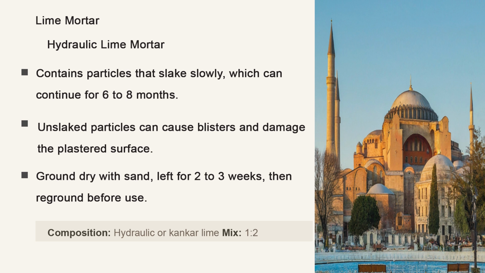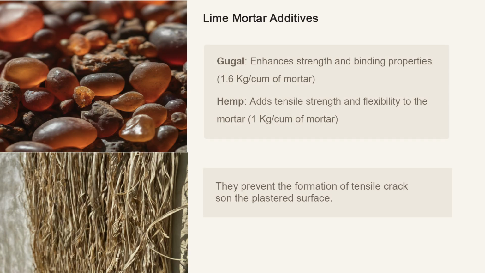A few things you have to remember while using hydraulic lime for plastering: it should be ground dry with sand. Then it is left for 2 or 3 weeks and reground before use, and the mix proportion we usually consider here is 1:2, that is the ratio of lime to sand. We can also improve the binding properties of lime mortar by adding certain materials. For example, adding guggul, the resin of the salai tree, at a rate of about 1.6 kg per cubic meter of mortar can enhance the binding properties.